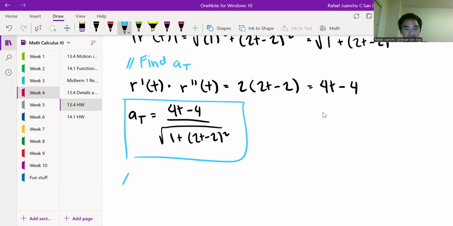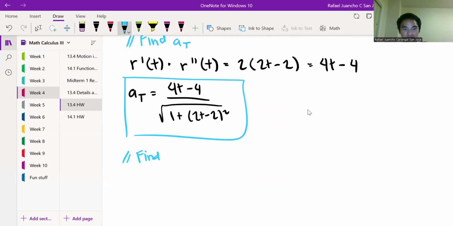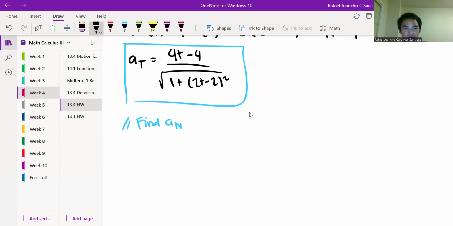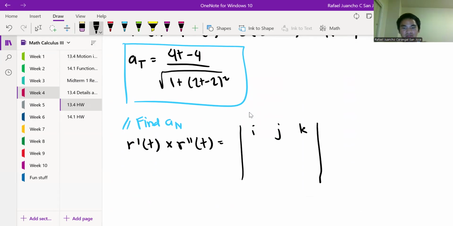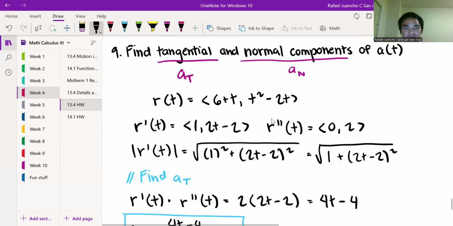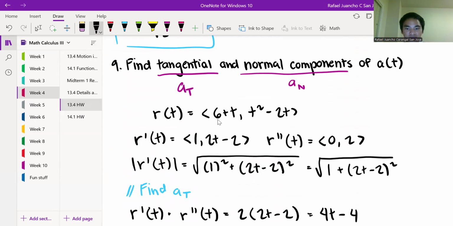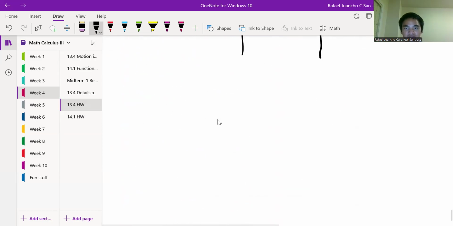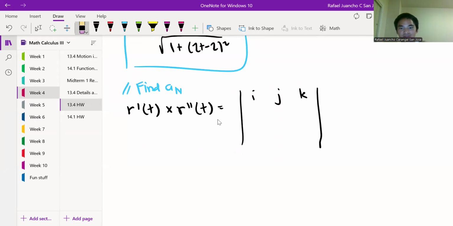Done. Easy. Now I find my normal component. So here I find the cross product of my first and second derivative. I think out of all of these, this is the hardest one. Okay, so I actually only have i and j here. So I only have ij.